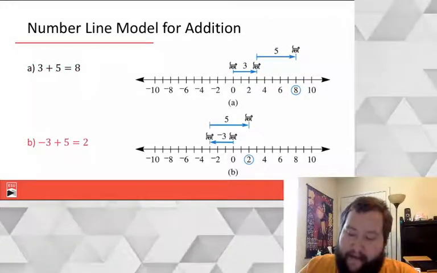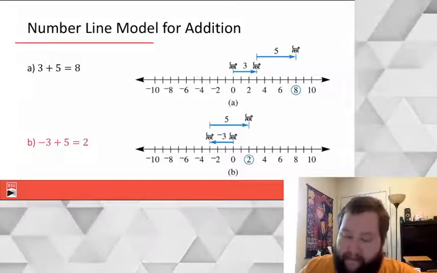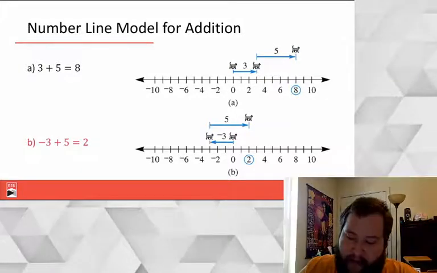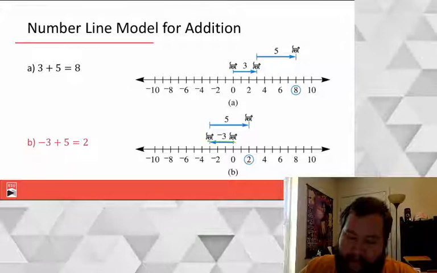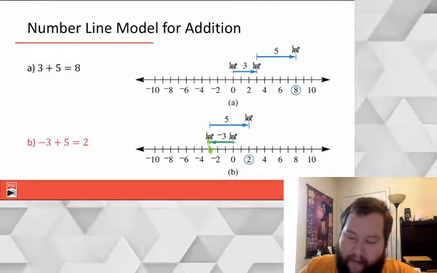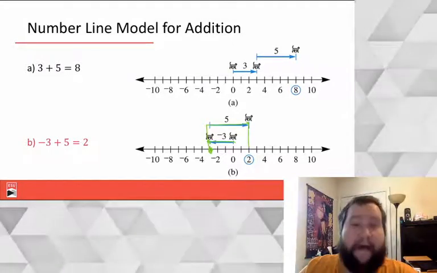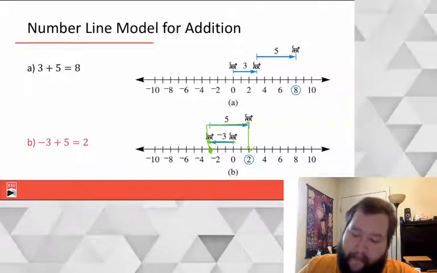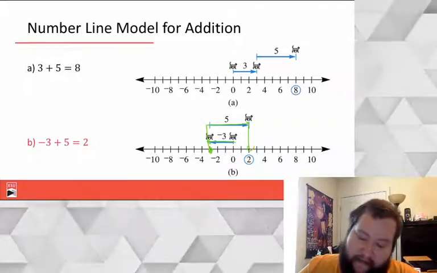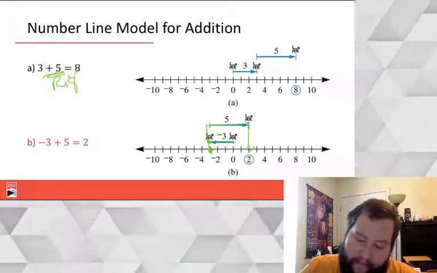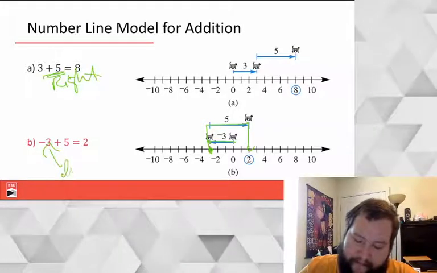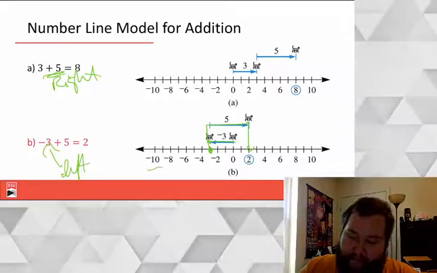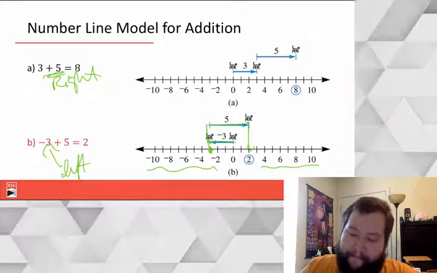And then if we want to talk about a negative plus a positive, well, that's not so bad. We're just walking backwards 3 to -3. And we walk forward 5, and we end up at +2. And so we can start to see that positive means right, and negative means left, which you can see on the number line.